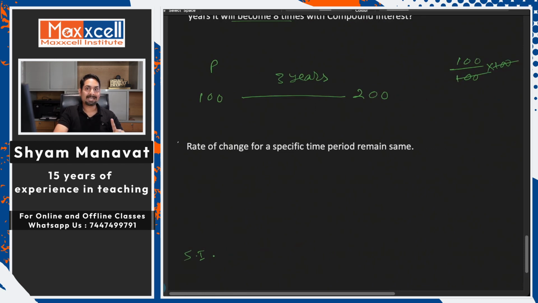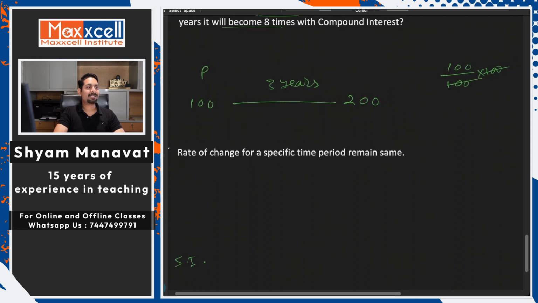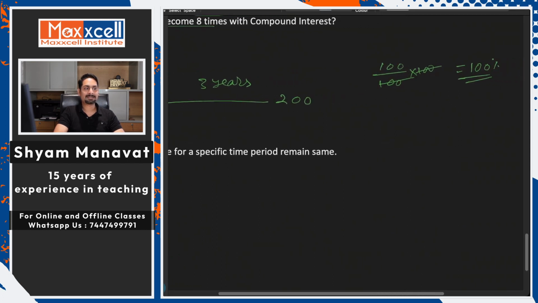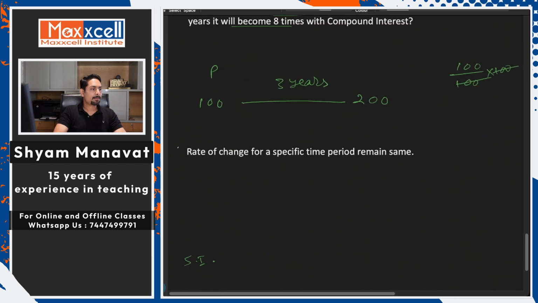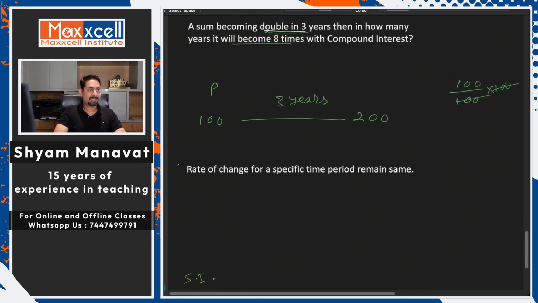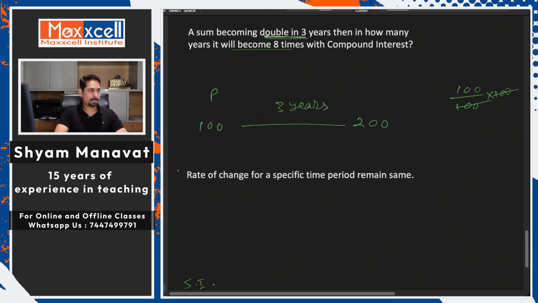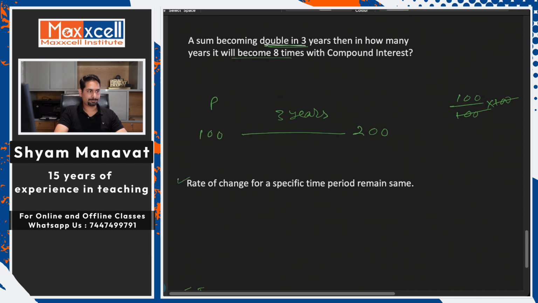In compound interest, I cannot say that in 3 years if the change is 100%, then in 1 year it will be 100 by 3. We cannot say that. Okay? See, I can tell you the answer within 1 or 2 minutes, but that's not the objective. Objective is to understand the concept. So this is also what we need to understand. So I hope this part is clear.